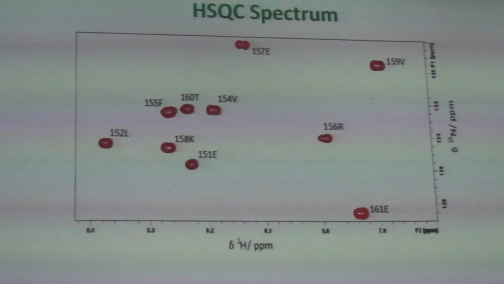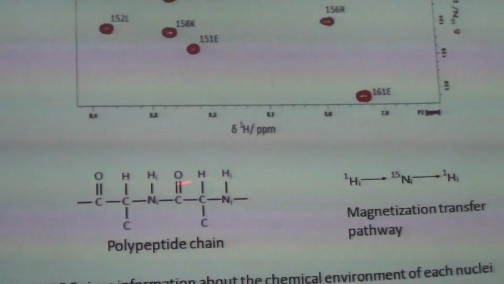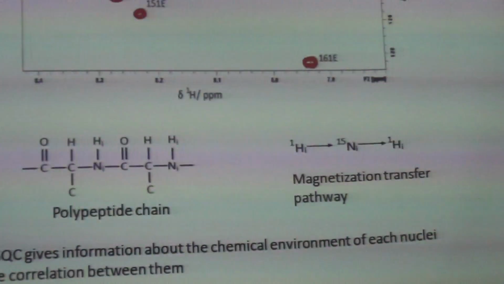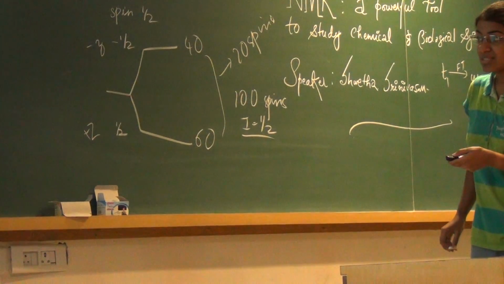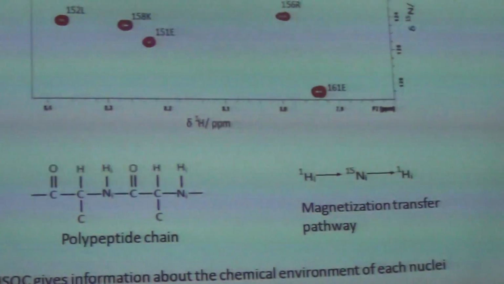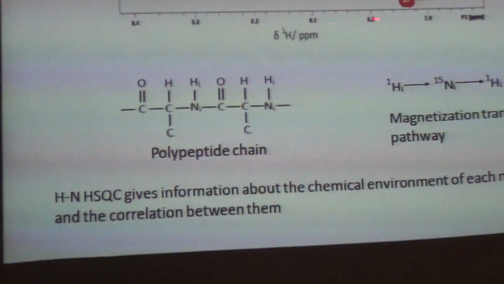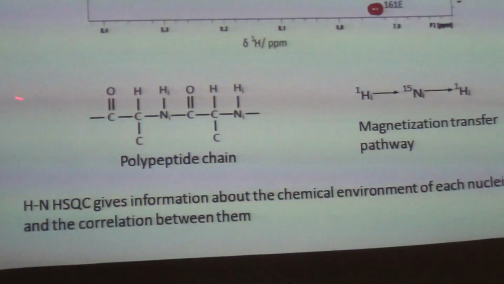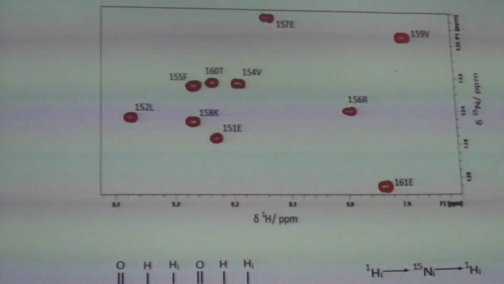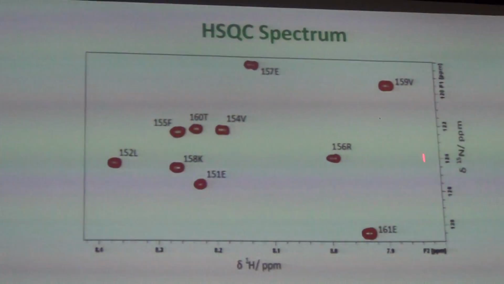Now in this polypeptide chain, we've already discussed that 2D gives us information in 2 dimensions. Over here, we see that this hydrogen is coupled to this nitrogen. So the HSQC which I am doing here is the HN HSQC. Along this dimension, I have the Larmor frequencies of the hydrogens present in my protein, and along this dimension I have the Larmor frequencies of the nitrogens present in my protein.